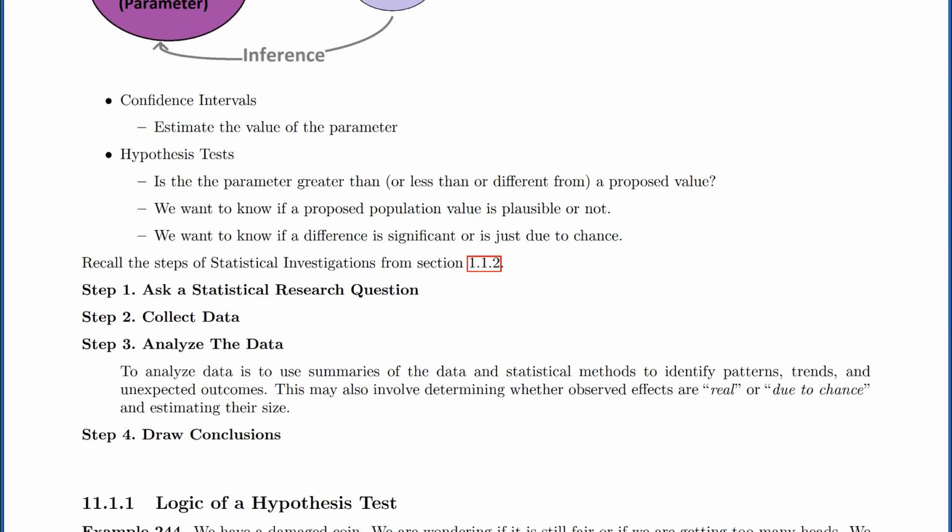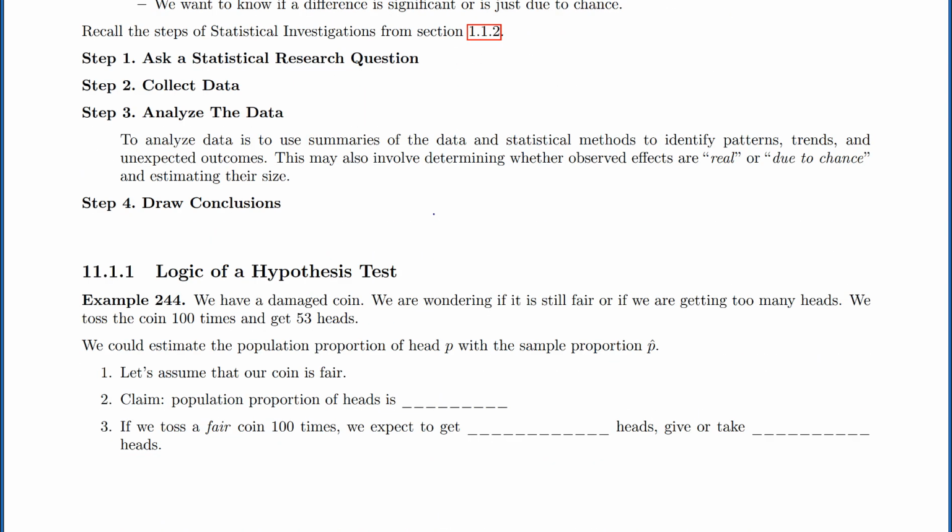So let's recall our steps of statistical investigation from section 1.1.2. We had to ask a statistical research question, collect the data, then analyze the data, and then draw conclusions. But in step 3, to analyze the data, we use summaries of the data and statistical methods to identify patterns, trends, unexpected outcomes. And one of the things we said that we do is we want to see if observed effects are real or just due to chance, and then estimate their size.